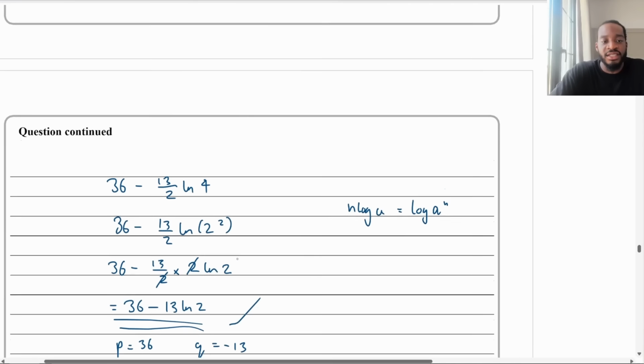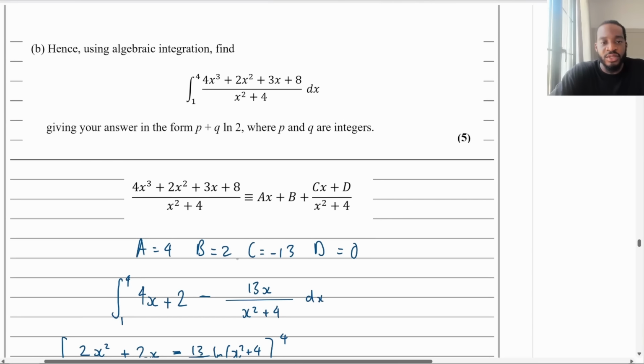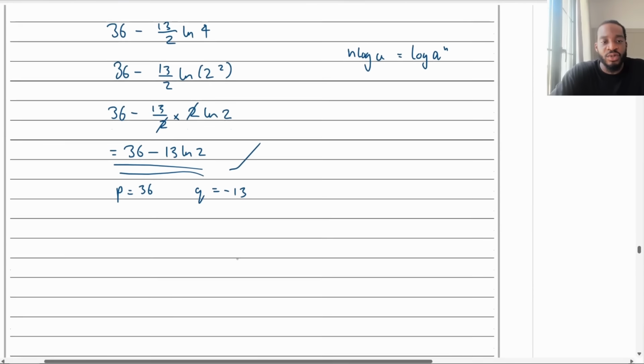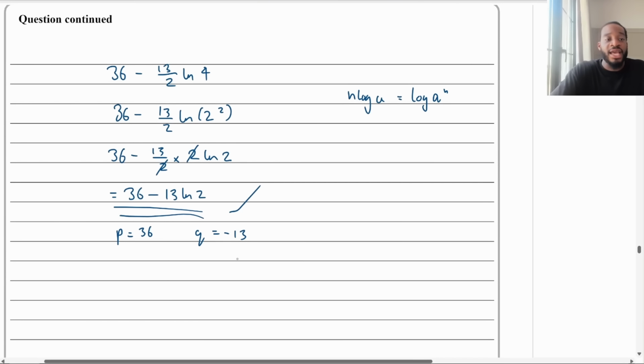Let me just double check. 36 minus 13 ln 2. P plus Q ln 2. Yeah, P is 36, Q is minus 13. And yeah, that's it. That will give you the 5 marks.